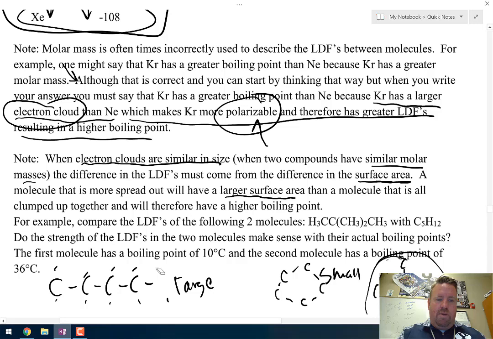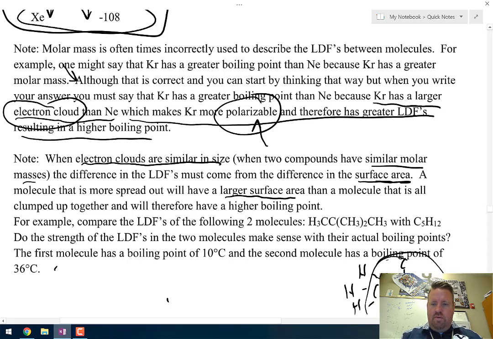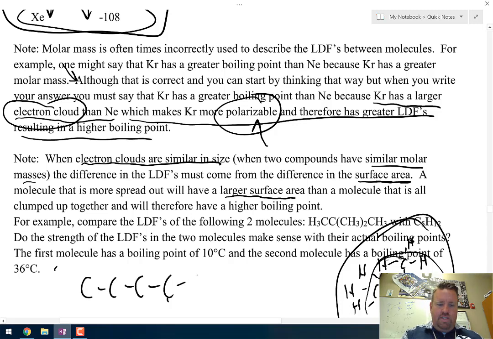Okay, so comparing the LDFs of the following two molecules, it's kind of like the one I just drew on the right-hand side. We've got a carbon with 3 hydrogens, then a carbon in the middle, then 2 more carbons that have 3 hydrogens on them. So it's this molecule versus C5H12. The first molecule has a boiling point of 10 degrees. This one has a boiling point of 36 degrees.